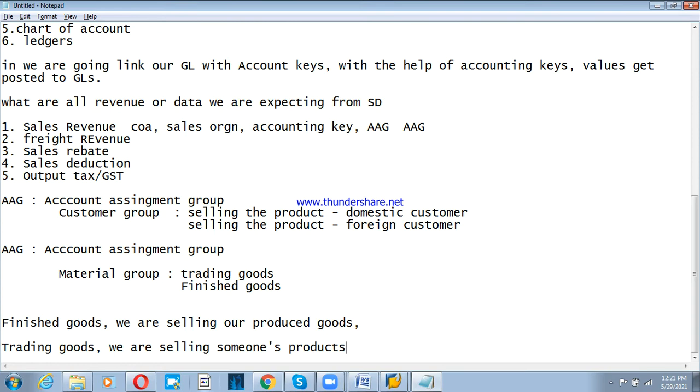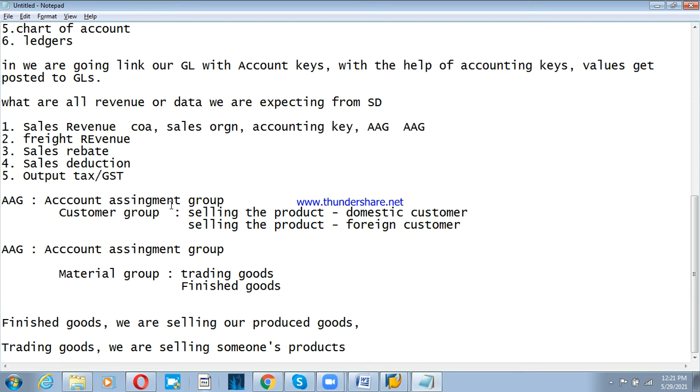Here we are going to sell someone's product because we don't want to lose our customer. The customer is asking for a material which is not available in our premises or in our storage. At that time we are going to use this option, trading goods. These two kinds of materials we can send to my customer.